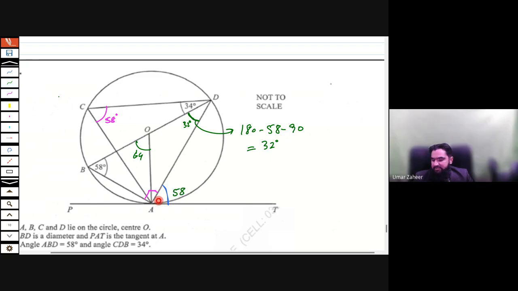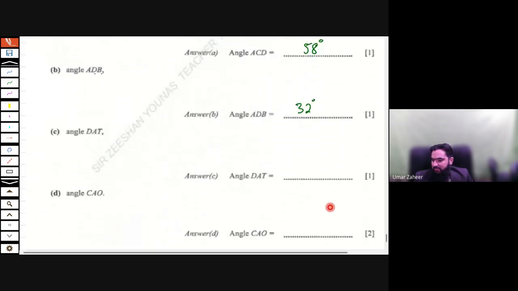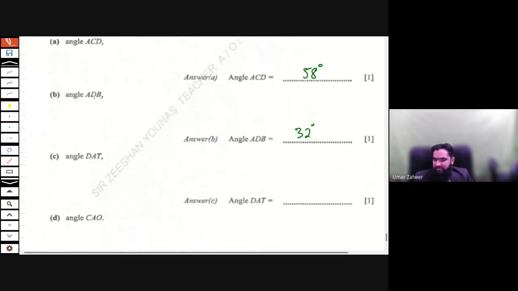Or you can go this way. The angle between the chord and the tangent is always equal to the subtended angle from the same chord. Yes, Ariba, it is clear. Okay, so it is 58 as well.